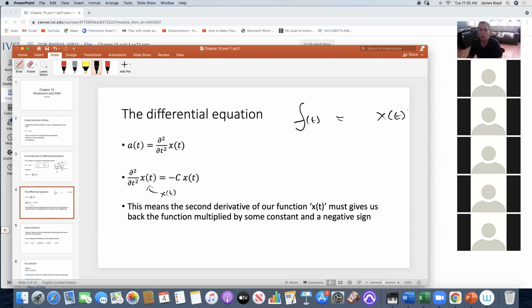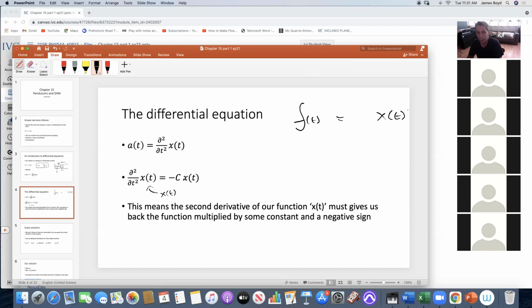Some of that we'll talk a little bit about, but for now, just know it's kind of like a game. You're asking yourself what function, when you take the second derivative, gives you a constant, a negative sign, and the function itself back. One of the nice things about differential equations, there's two really nice things in physics. One is that if you find the solution by guessing, by doing some complicated math, either way, you can totally guess, and if it's right, it's right.